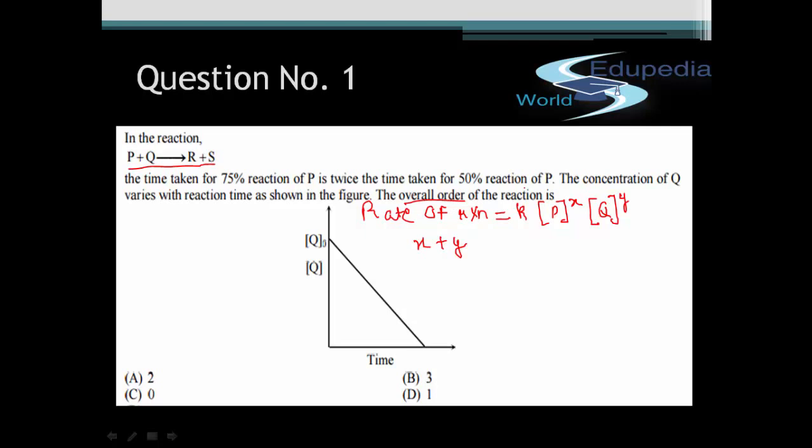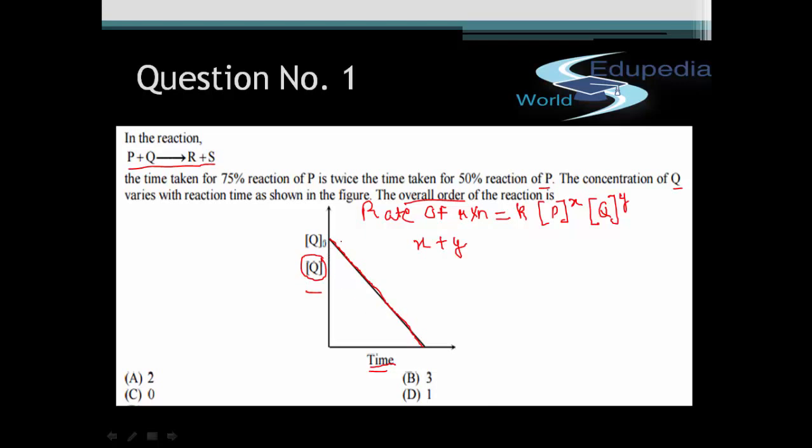Now, if we closely analyze the data for Q and P in the question, I will consider Q first. It says that the concentration of Q varies with reaction time as shown in the figure. So basically, we have been given a graph of the concentration of Q versus time. We can see that this particular graph is a linear graph, which means that the concentration of Q decreases with time linearly.